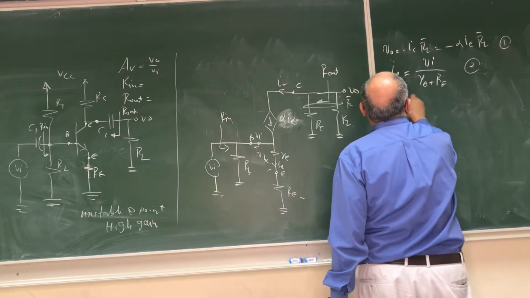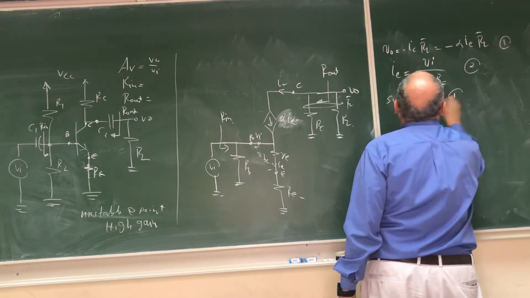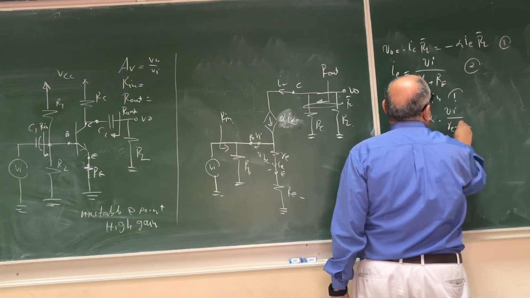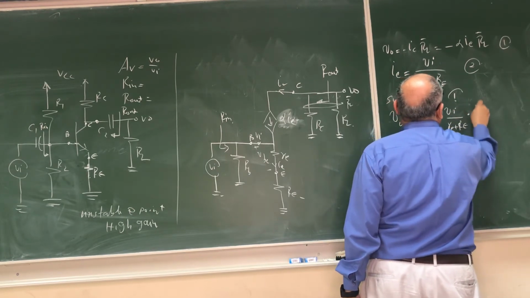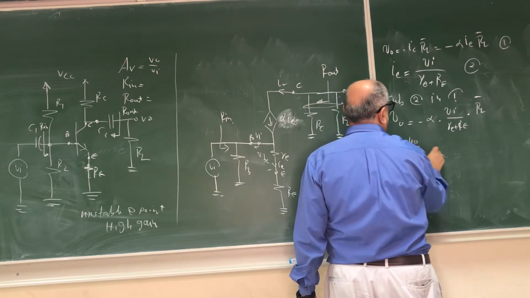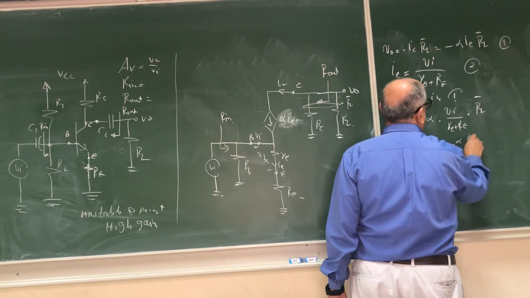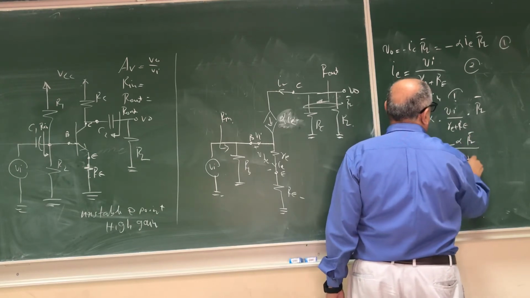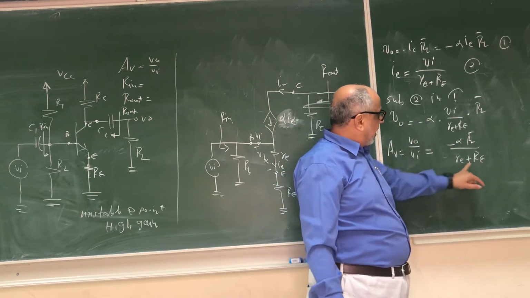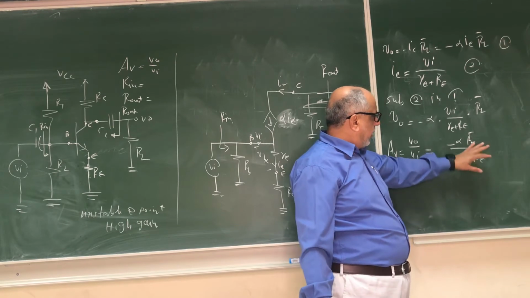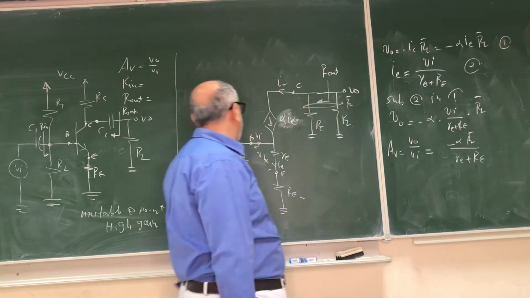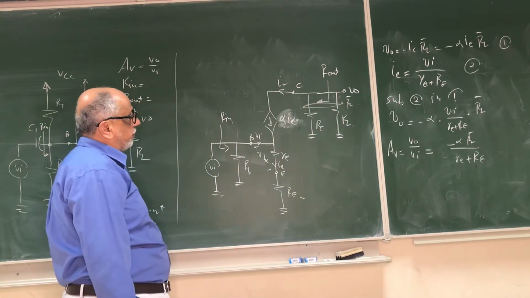Now, if we substitute 2 in 1, we have V out equal to minus alpha IE, which is VI over RE plus RE, times RL dash, and the gain AV is V out over VI, which is minus alpha RL dash over RE plus RE. So that is your gain. Now, if we short out RE, then we'll have alpha over RE, which is GM. So we'll go back to the previous design.